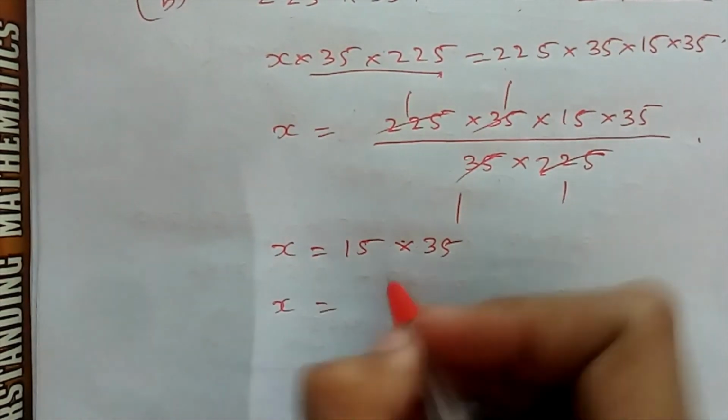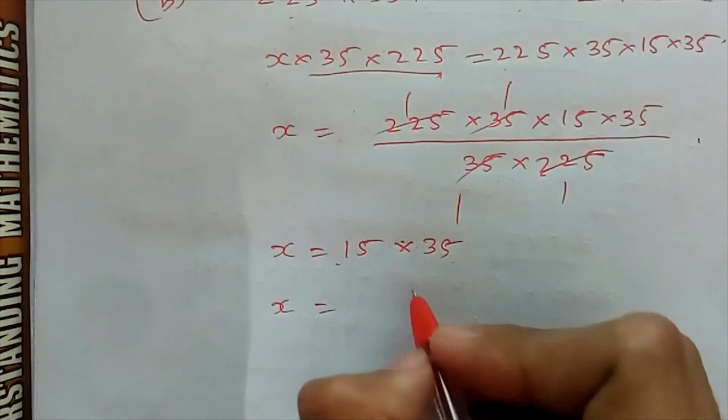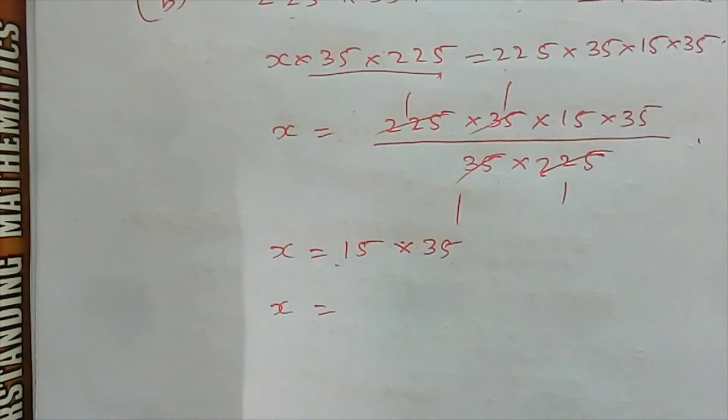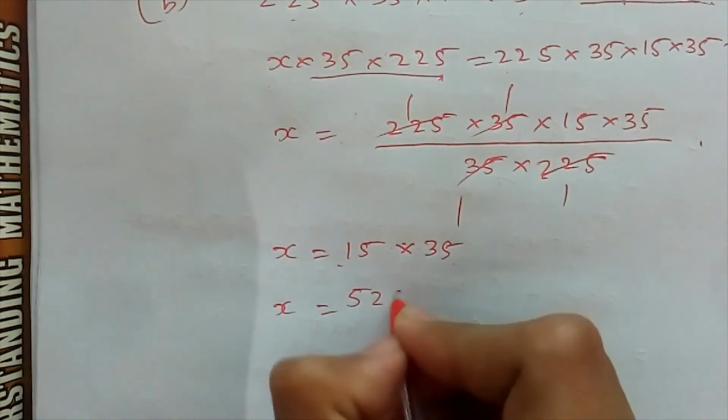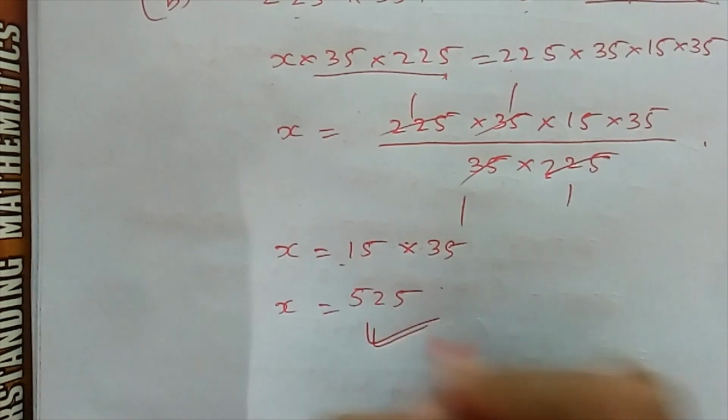So let's quickly multiply these two. 15 5s are 75 and 15 3s are 45. 45 plus 7, we will get 525. Okay, the answer is 525. Thanks for watching, and the exercise is complete.